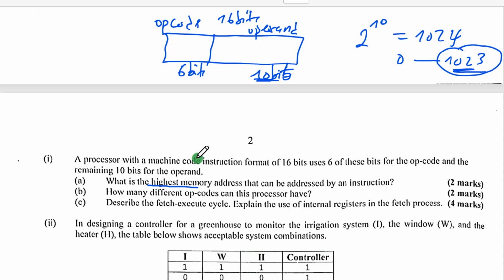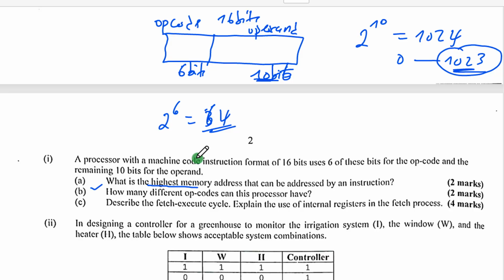Now the B part, they say how many different opcodes can this processor have? So here they're asking for the total number of opcodes. They did not say the highest or the minimum, so the total number of opcodes, I think, is clear. If one is represented using 6 bits, the total number is what? 2 to the power 6. The answer is 64, right? Good. 64 opcodes in total. So you are done with the B part.